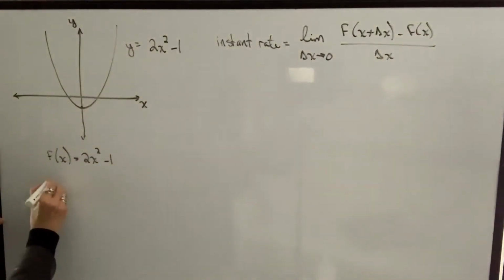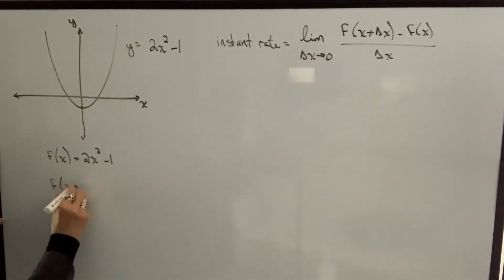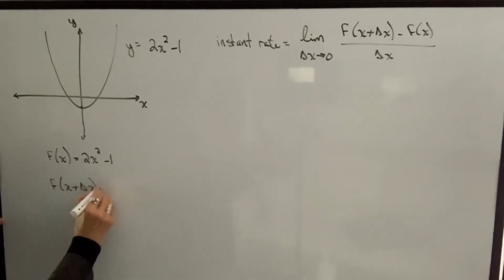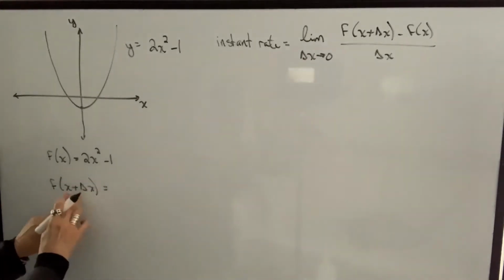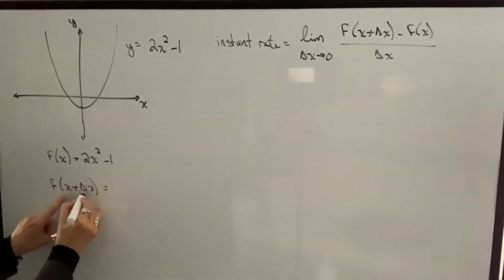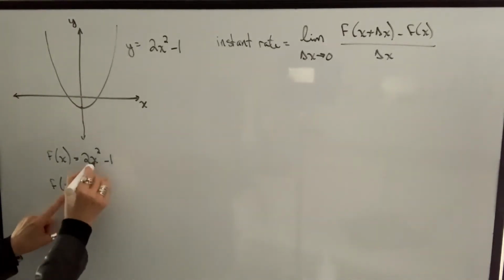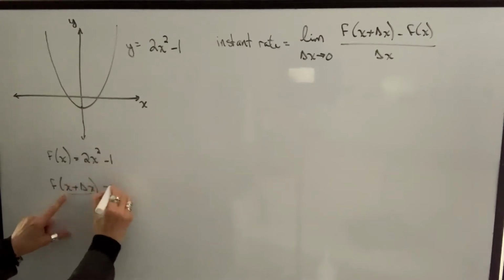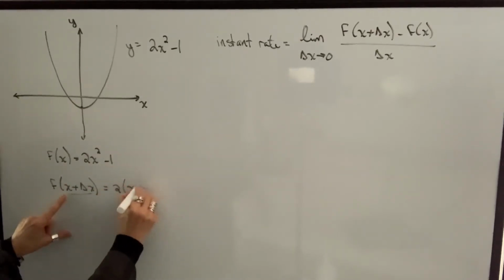I also need to know what f of x plus delta x is going to be. I talked about how you do this in a video on functions, but basically you put this expression in wherever there's an x. So instead of x, we write x plus delta x.